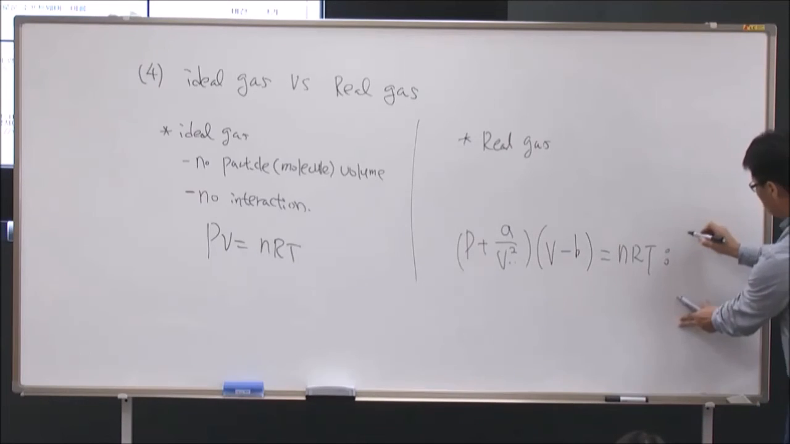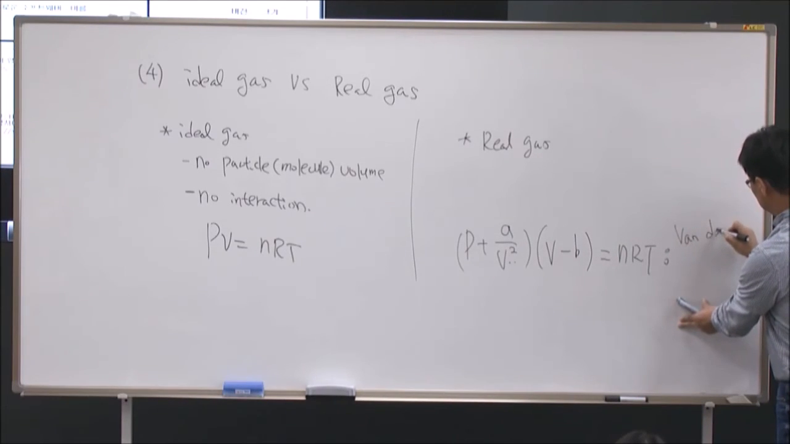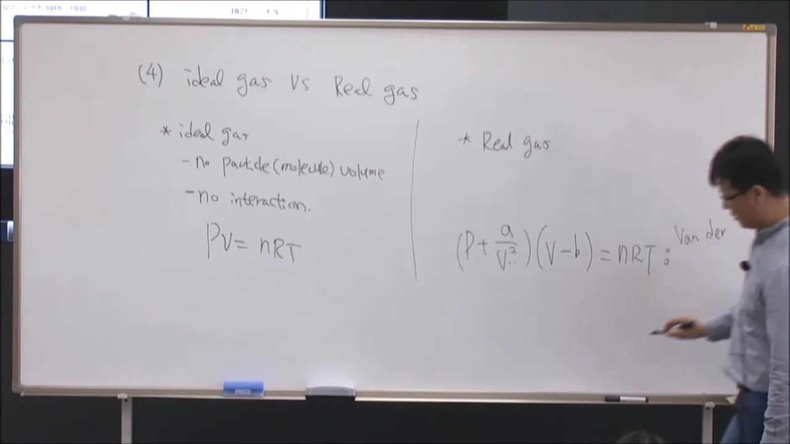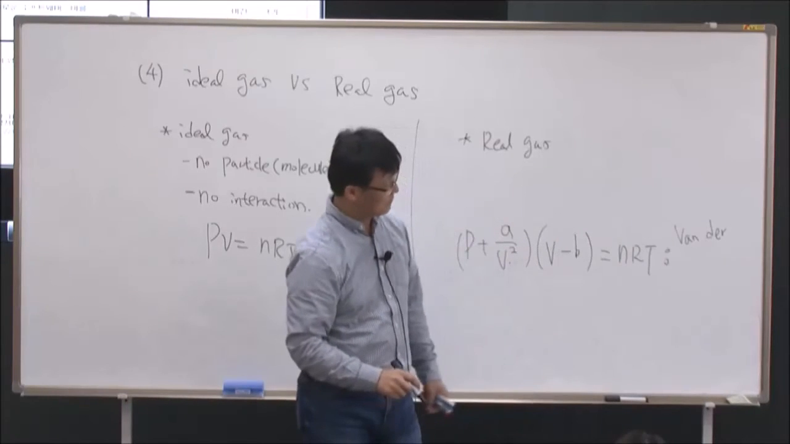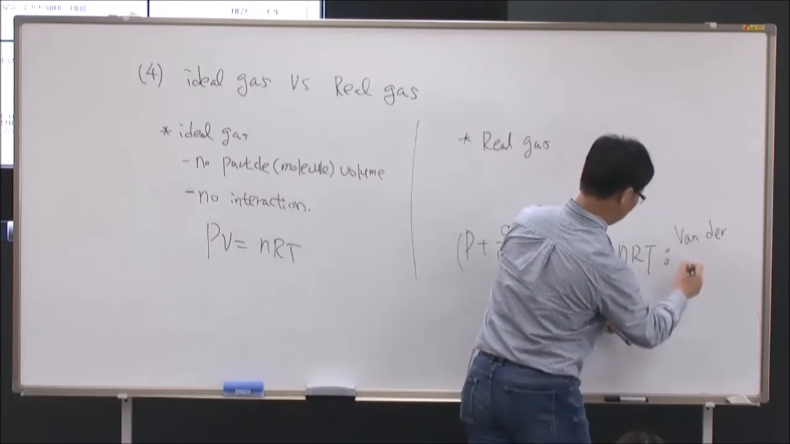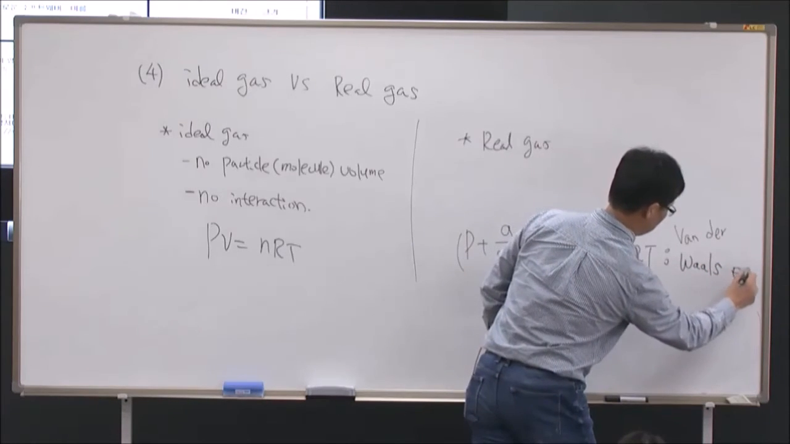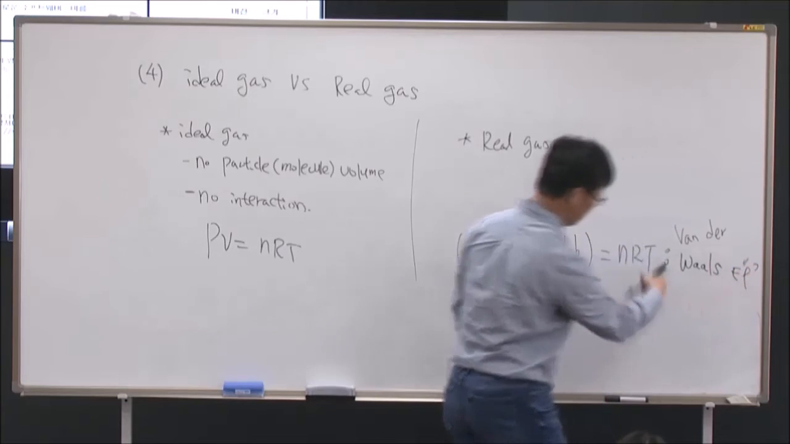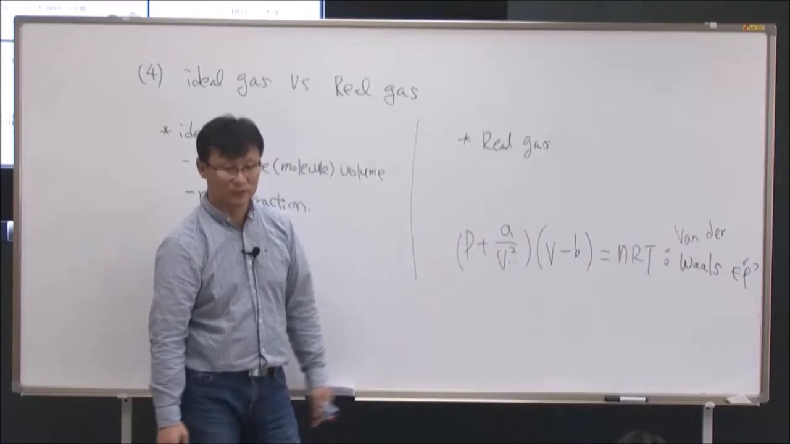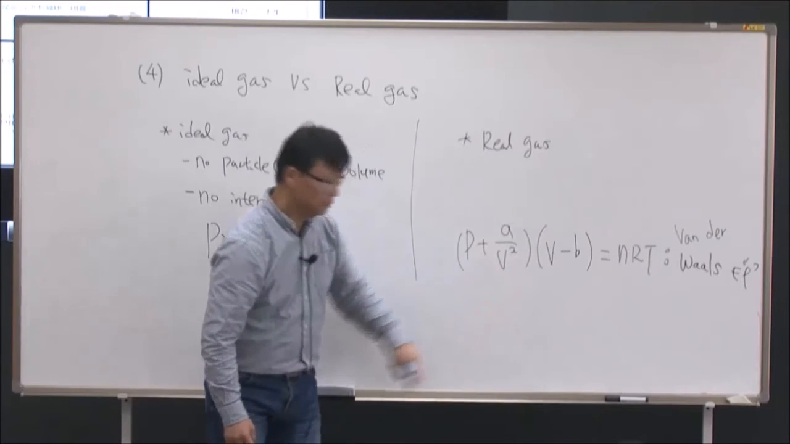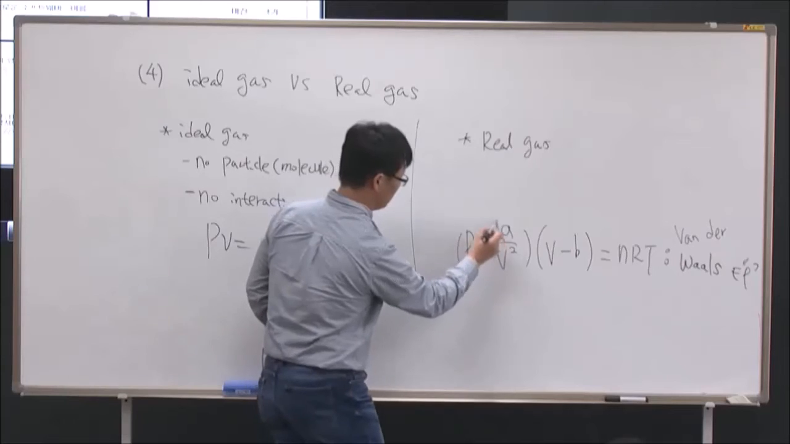And this equation is from van der Waals, the van der Waals equation. It's one of the equations. There are so many other equations, but one of the equations proposed by van der Waals is this one. So A and B here.